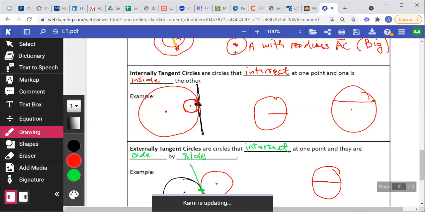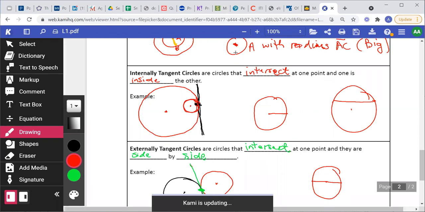And we talk about concentric circles. These are circles that are inside each other, sharing the same center. And we also talked about internally tangent circles. These are circles that are inside each other and they touch at exactly one point. So that means they don't have the same center. The difference between concentric and internally tangent is that concentric circles have the same center and do not touch, whereas internally tangent circles touch and do not have the same center.